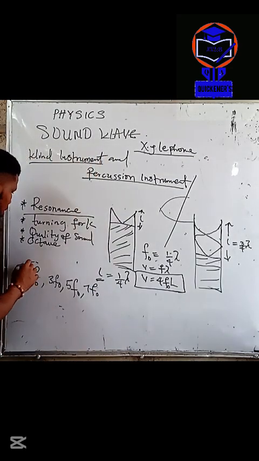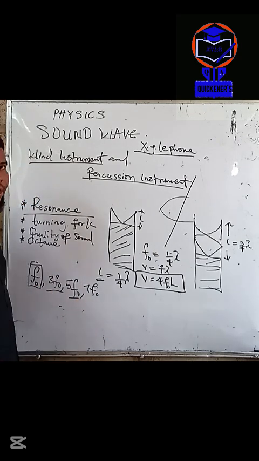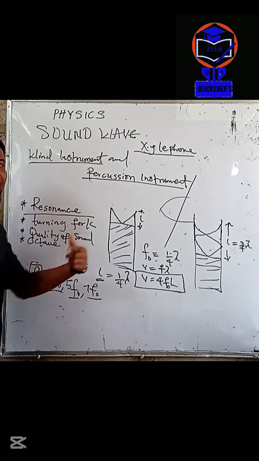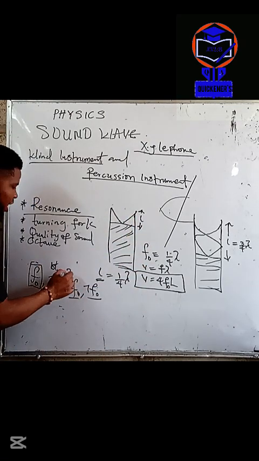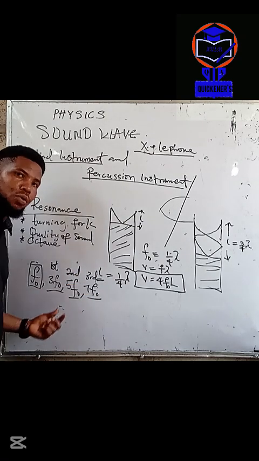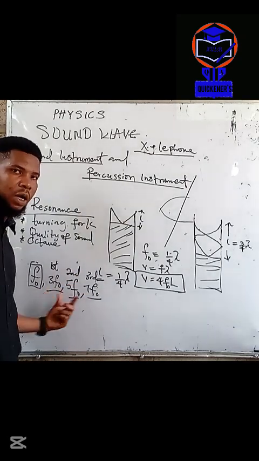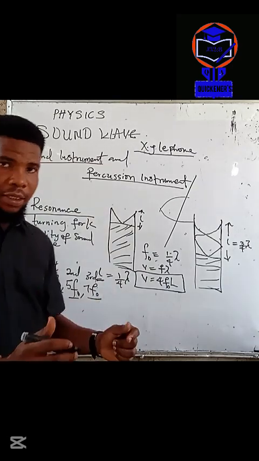So remember, this is the first harmonic, second harmonic, third harmonic, and fourth harmonic, and so on. But this is the first overtone, second overtone, and third overtone. So you start counting your overtone from the second one, while the harmonics you start from the first one. I hope you understand that.